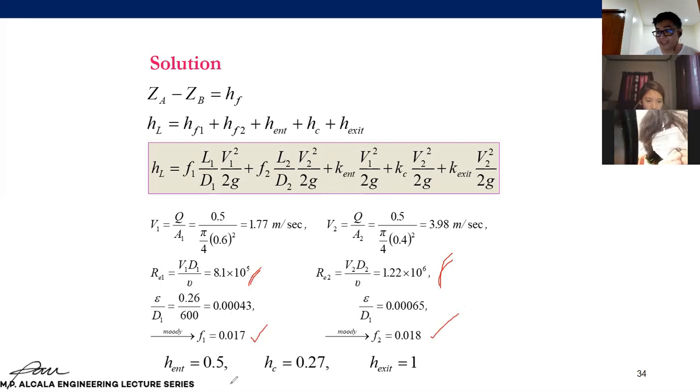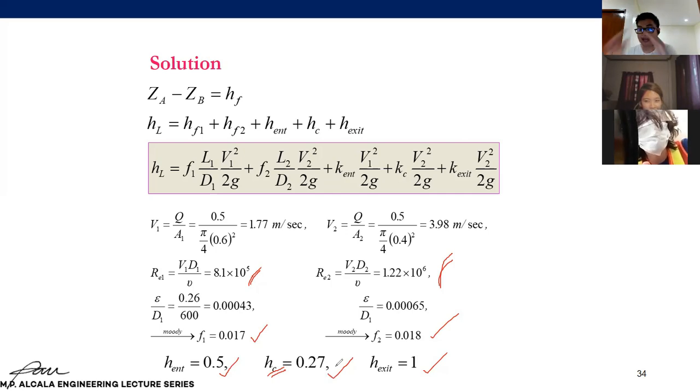ito, yung mga given na kanina, no? Sa entrance, 0.5, naalala nyo? HC, and for the exit of 1. Okay? Ano yung HC? What is HC? Please type the answer. Ano yung HC? Head loss due to? Minor loss due to? Contraction. Okay? Head loss due to contraction. Kasi di ba lumiit yung pipe natin.